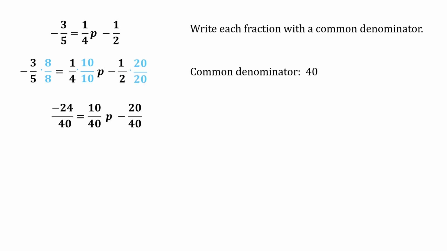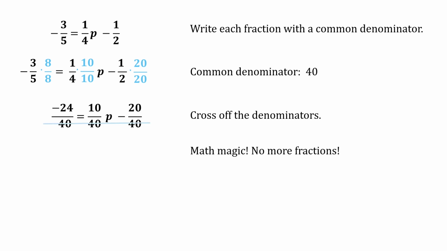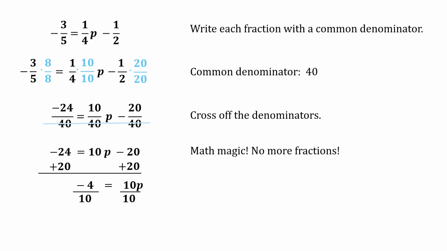I'm going to rewrite my equation with those common denominators. I'm going to cross off those denominators. And like with that math magic, I now have a two-step equation with no fractions. I'm going to solve by adding 20 to both sides. That's going to give me negative 4 is equal to 10p. I'm going to divide both sides by 10. And that's going to give me p is equal to negative 2/5.